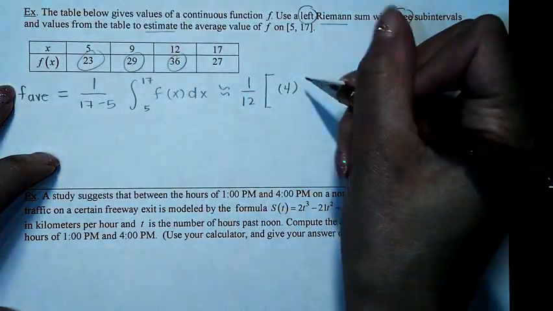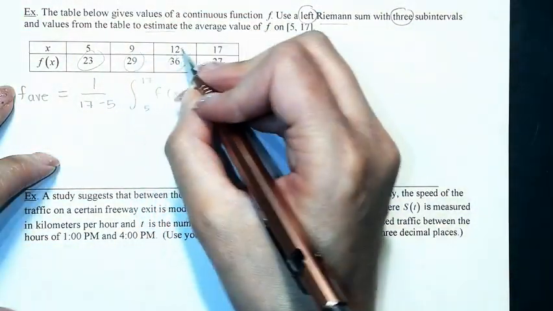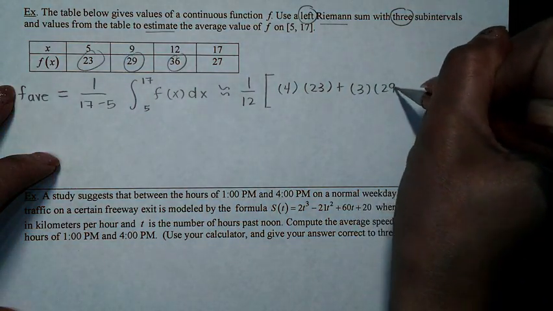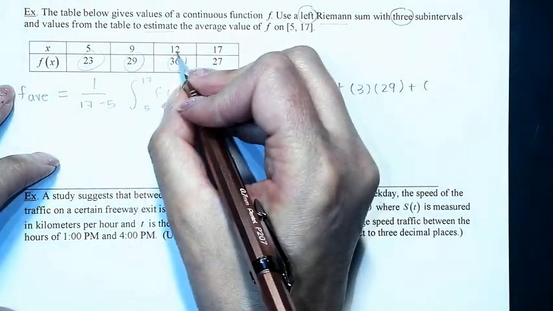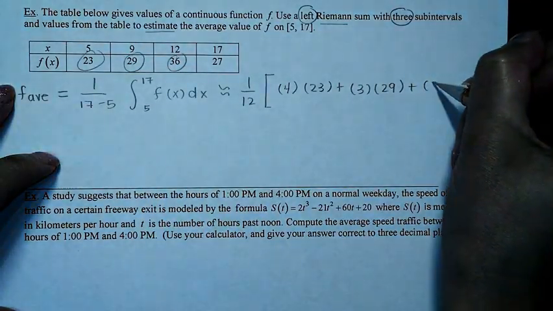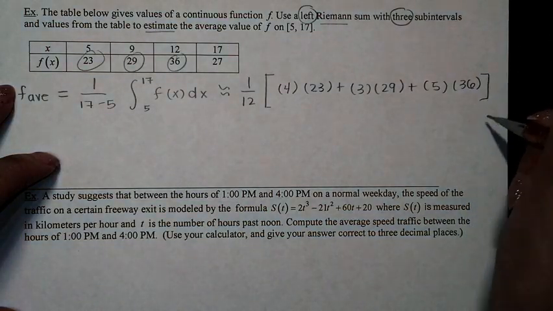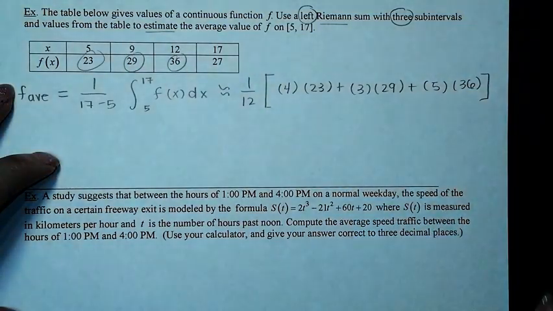So it's going to be 4 times 23 plus, what's the distance between 9 and 12? That's going to be 3. That's your base. The height is going to be 29. Plus, and then the distance between 12 and 17 is 5, and the height is going to be 36, because you are doing the left estimation. If it was the right, it would be the other endpoints.